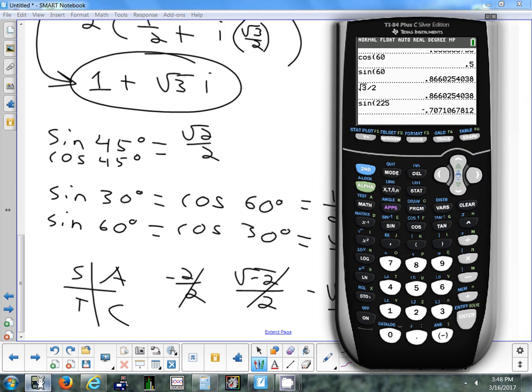So there's really only two things to remember: root 3 over 2 and root 2 over 2. If you include negatives with that, then I guess there's 4 things to remember.